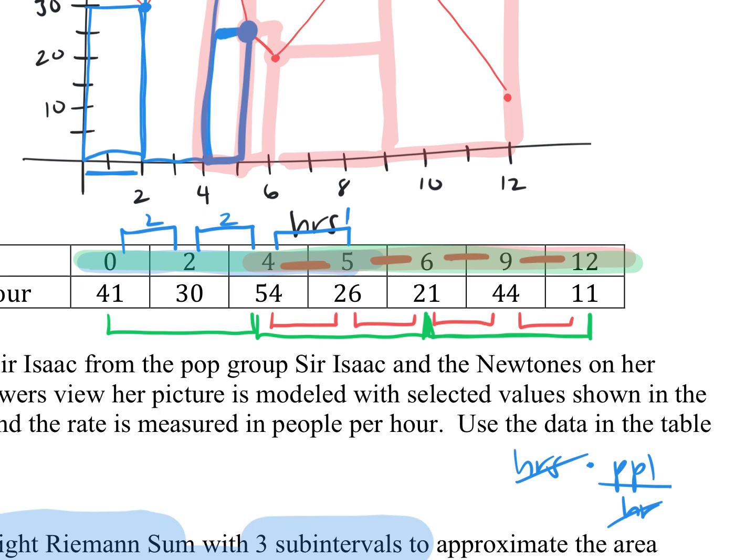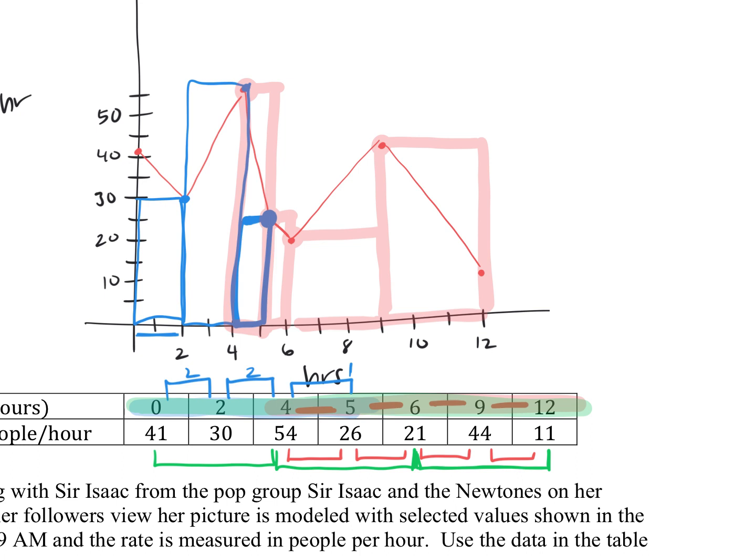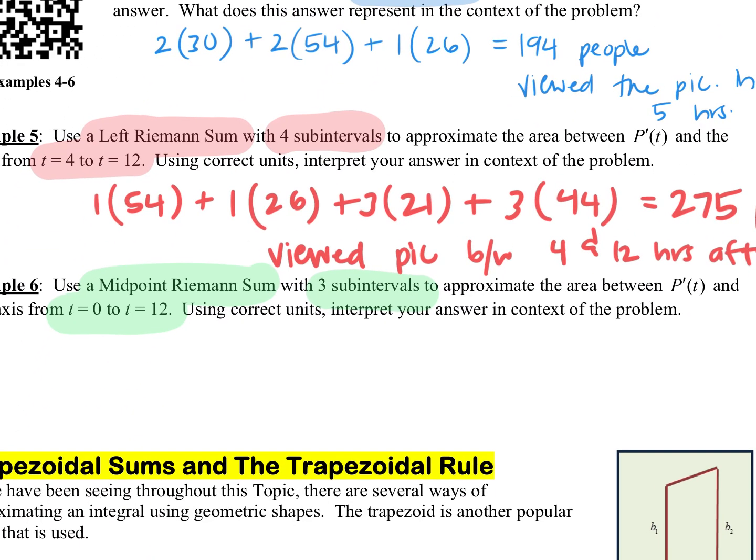Now, all the midpoint says is that I'm going to take, for example, this first rectangle between 0 and 4. I'm going to use the midpoint height to make my rectangle. The midpoint between 0 and 4 is 2, and my height is 30. My width is going to be from 0 to 4, which is 4. So the area of this first rectangle is 4 times 30.